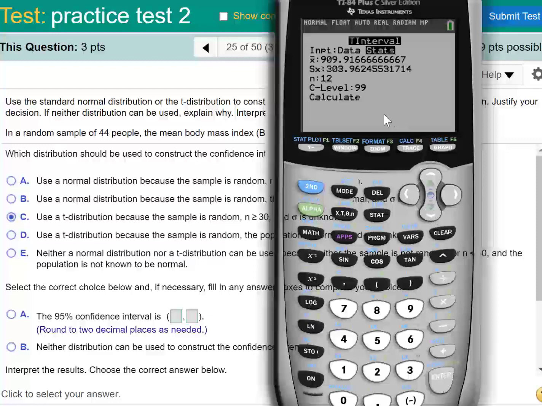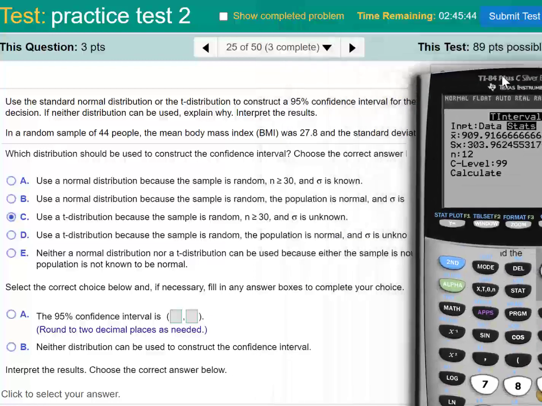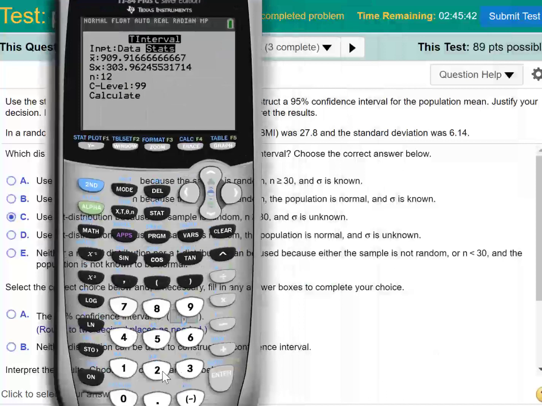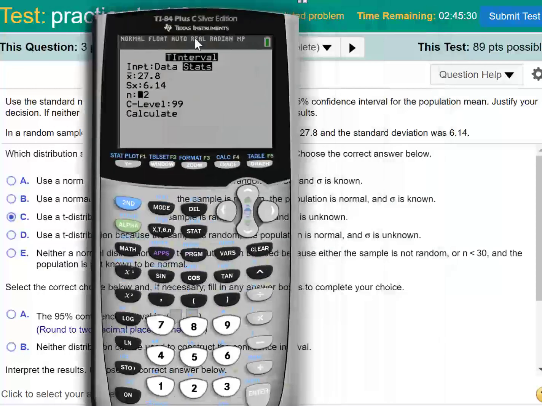Okay, what is X bar here? The mean index was 27.8. S is 6.14 and the sample size, guys, is 44. As long as the sample size is more than 30, the population doesn't have to be bell-shaped.